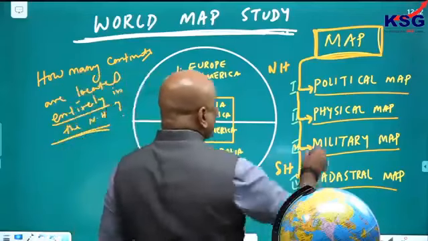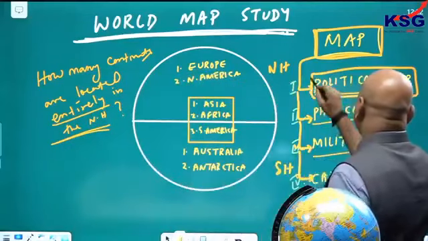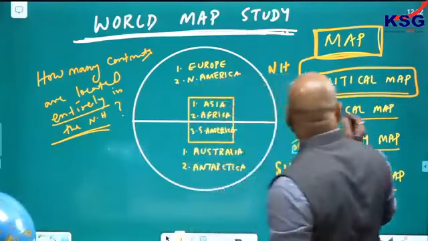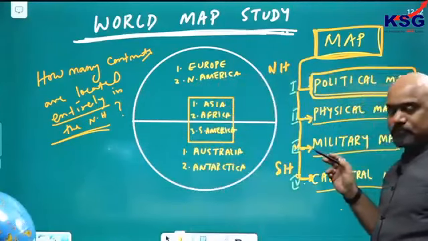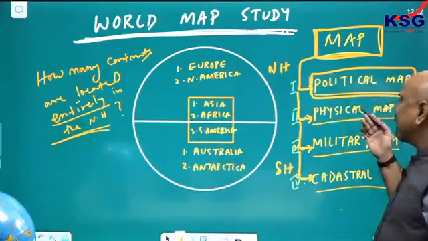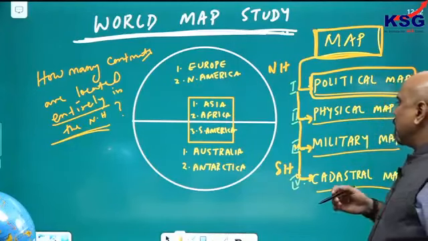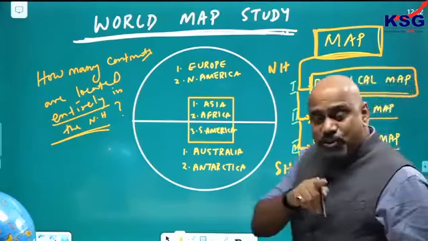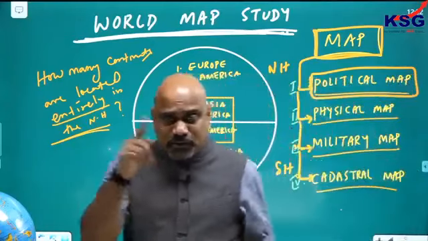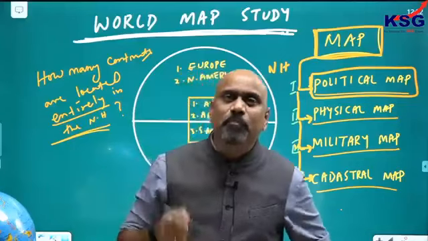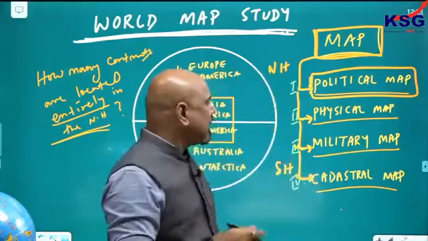So, political map, you have the country's boundaries and all. District map, political map. State map, political map. Country's map is political map. Political boundary it is showing. Even the constituency-wise map is there, that is political map. Subdivision-wise map, political map. Block level, panchayat level map, political map.